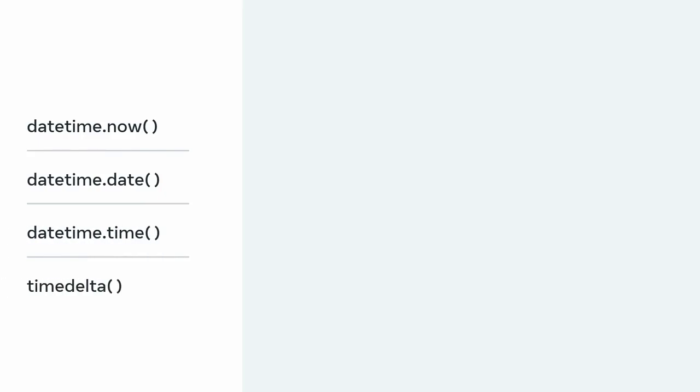The datetime_now function is used to retrieve today's date. You can also use datetime_date to retrieve just the date, or datetime_time to call the current time. And the time_delta function calculates the difference between two values.